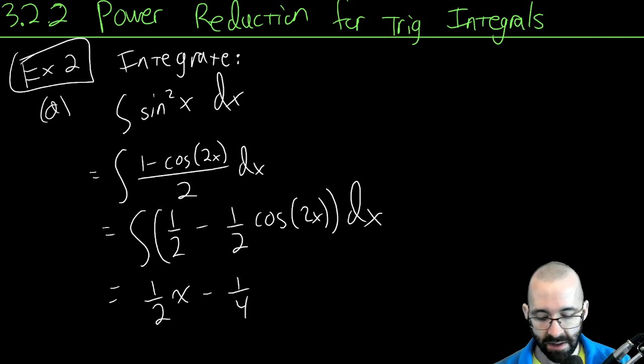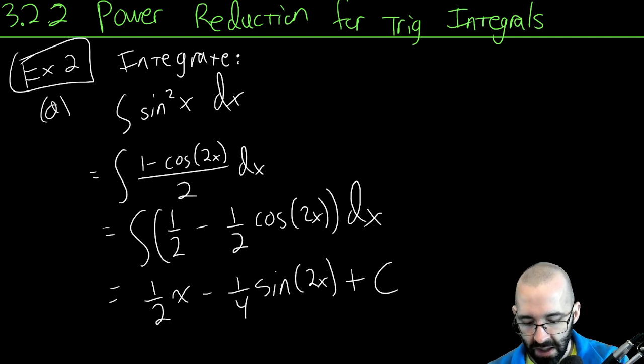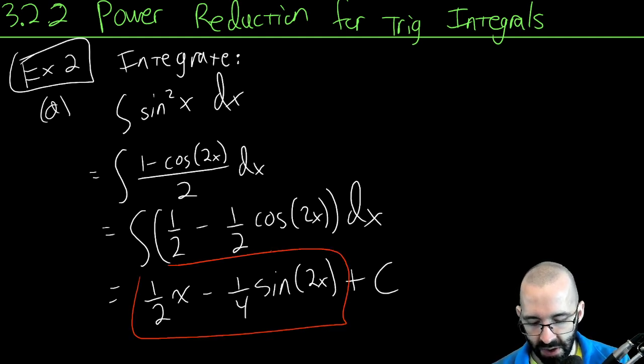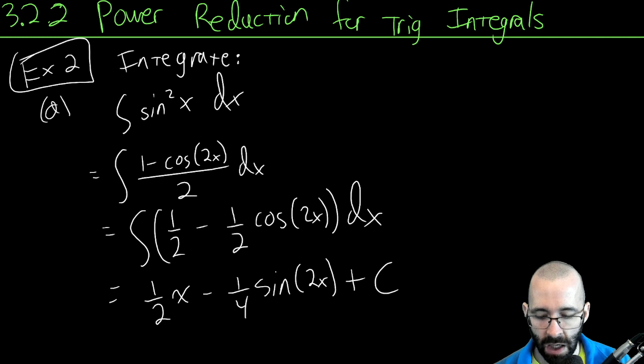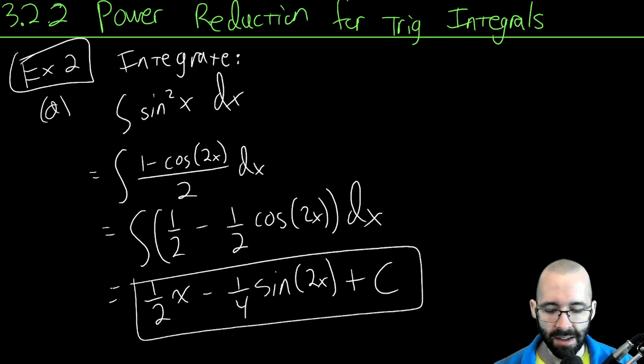Antiderivative of cosine is sine. Plus c. And again, you take the derivative of this, you should get this because of the chain rule. So that's what we've got. Oh, we're done. Nice. Voila. Nothing to it.